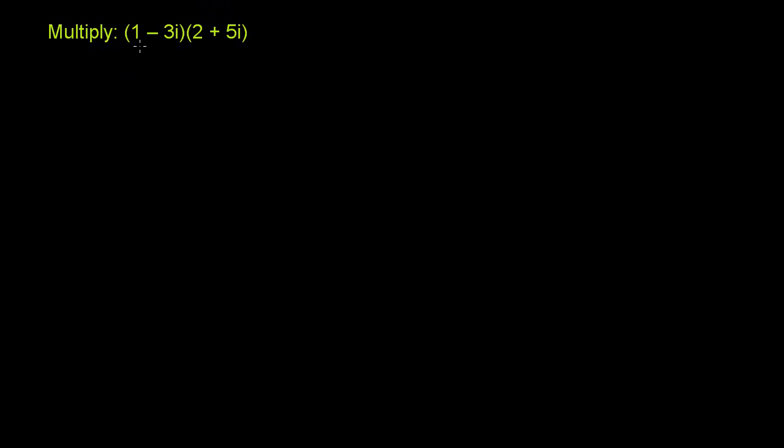We're asked to multiply the complex number 1 minus 3i times the complex number 2 plus 5i. The general idea here is you can multiply these complex numbers like you would have multiplied any traditional binomial. You just have to remember that this isn't a variable. This is the imaginary unit i. But we could do that in two ways.